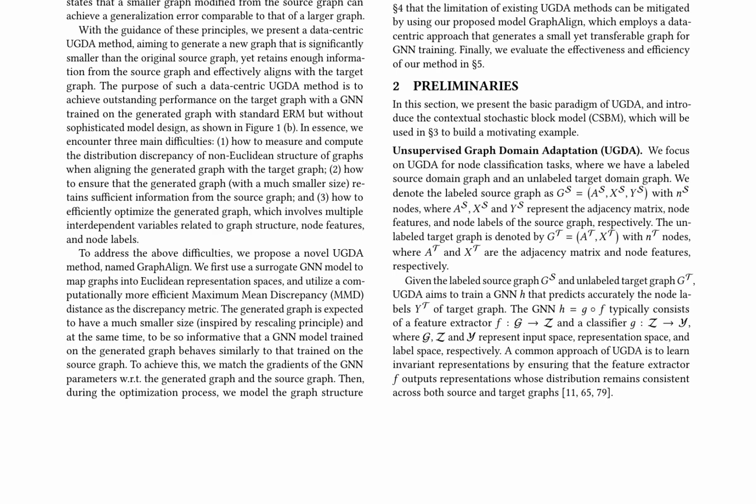The authors' contributions include a new perspective on UGDA from a data-centric perspective, two new data-centric principles, and a novel UGDA method, GraphAlign. Extensive experiments on 4 scenarios and 12 transfer setups demonstrate the effectiveness and efficiency of GraphAlign, which beats the best baselines by an average of plus 2.16% and trains only on a smaller generated graph, with size up to 1% of the original training graph.